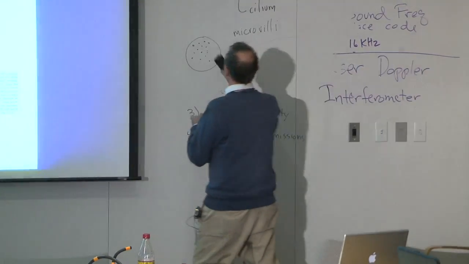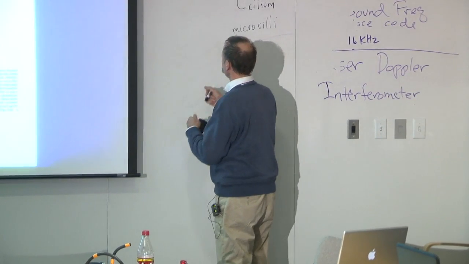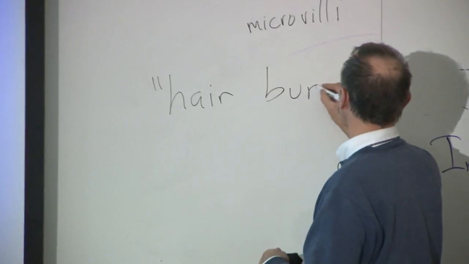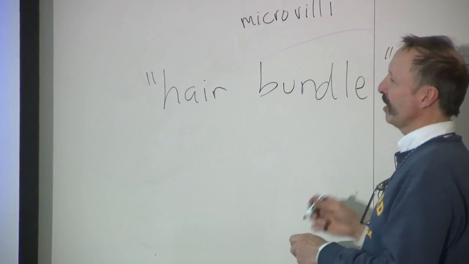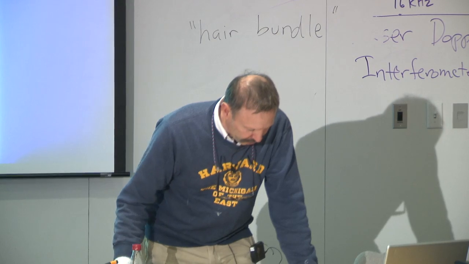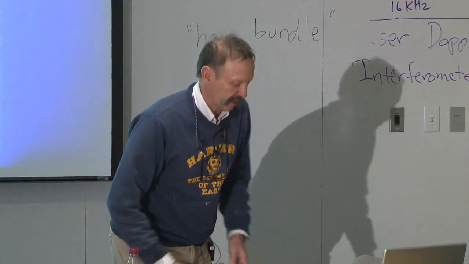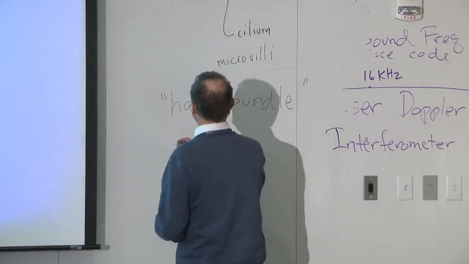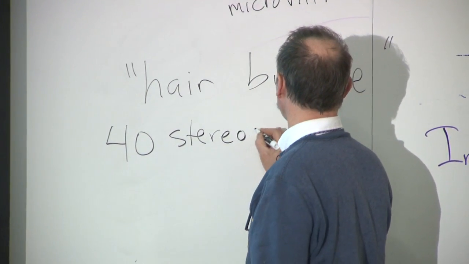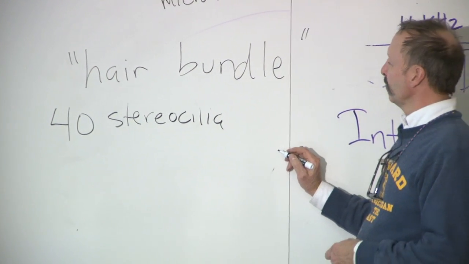And the whole bundle is usually called, just in jargon terms, the hair bundle, at the top of a hair cell. And I have some numbers for you. How many stereocilia are there in a hair bundle of a given cell? So there are 40 stereocilia for one inner hair cell.